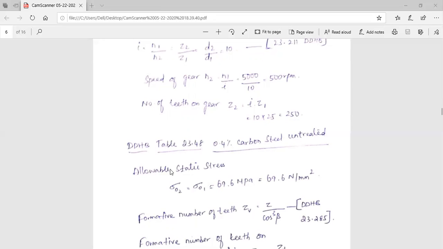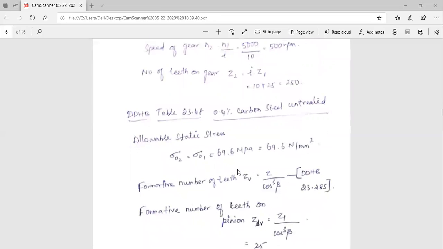So from the table we take the allowable static stress sigma naught 2 equal to sigma naught 1 equal to 69.6 megapascal. The data in the table is given for 0.4% carbon steel untreated. We take the value from table 23.48, sigma naught 1, the allowable static stress, for a gear and pinion. Same material, that's why both have the same stress value, 69.6 megapascal.